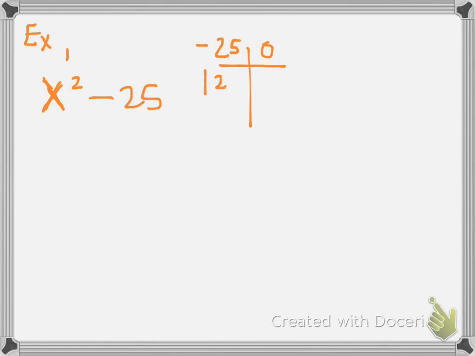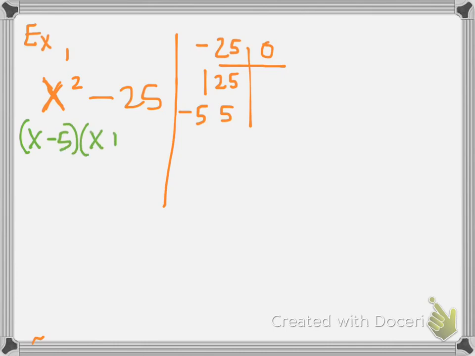1 and 25. Nope, that's not it. 5 and 5. Yep, I can make one of them negative. Then they'll multiply to give me negative 25, and they'll add to give me 0. All right, so here's how you write the answer. X minus 5, X plus 5.